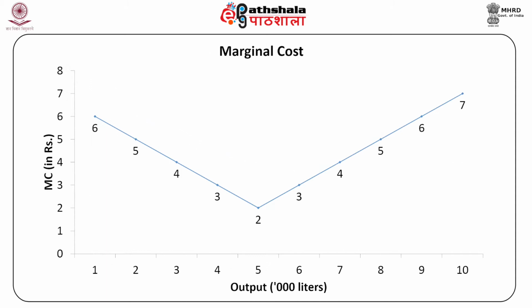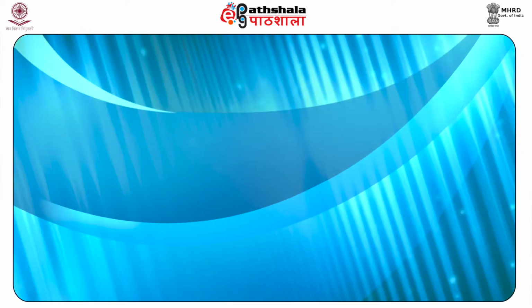Figure 5 shows the behavior of marginal cost when output is increased. First, it declines and then increases with an increase in output. The marginal cost curve is also U-shaped, and once again the explanation for its shape runs in terms of the law of diminishing marginal returns.